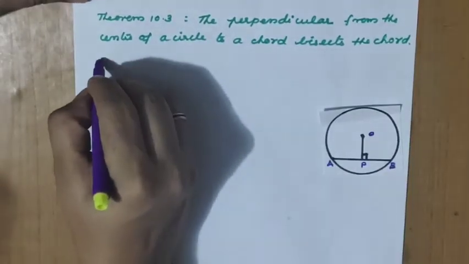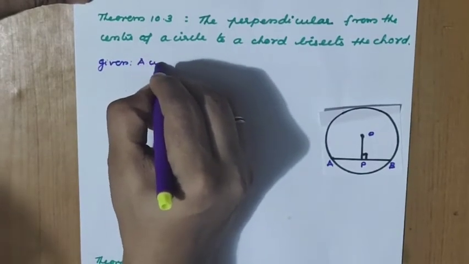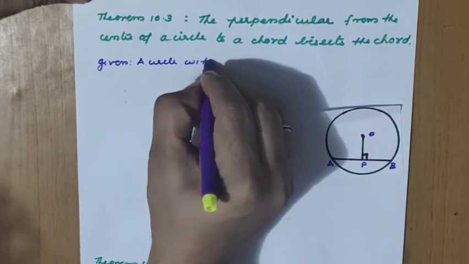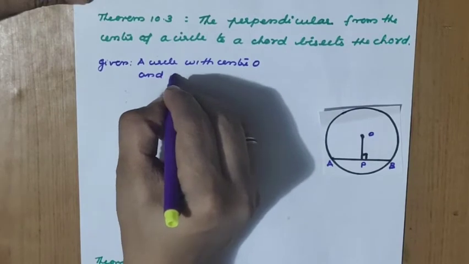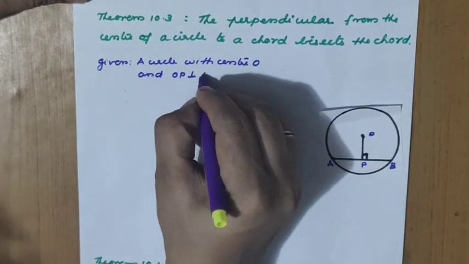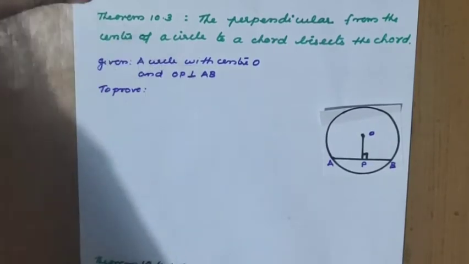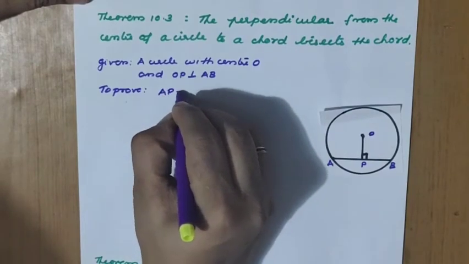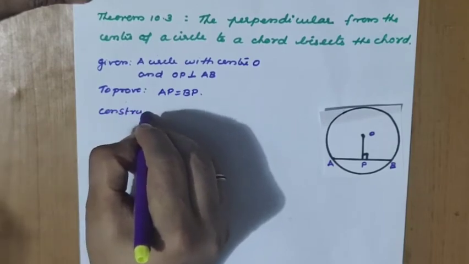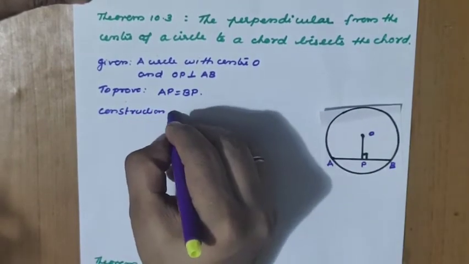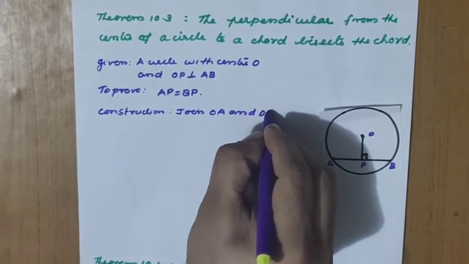So we'll write given: a circle with the center O and OP perpendicular to AB. To prove: AP equal to BP. For this, construction is required. What is the construction? Join OA and OB.